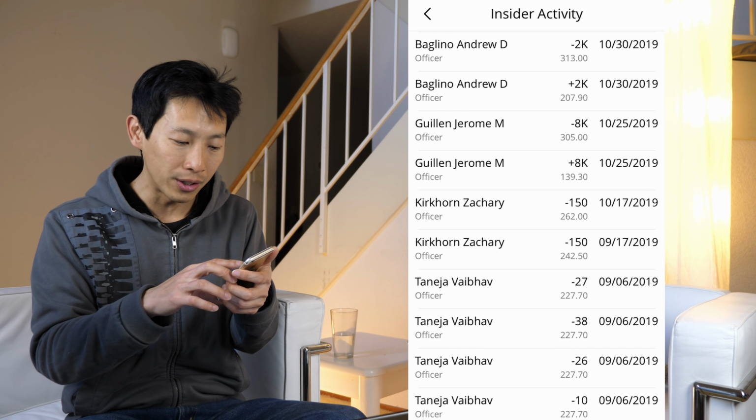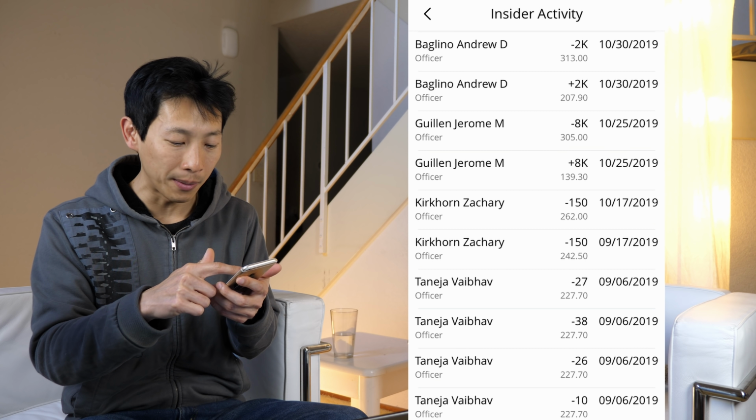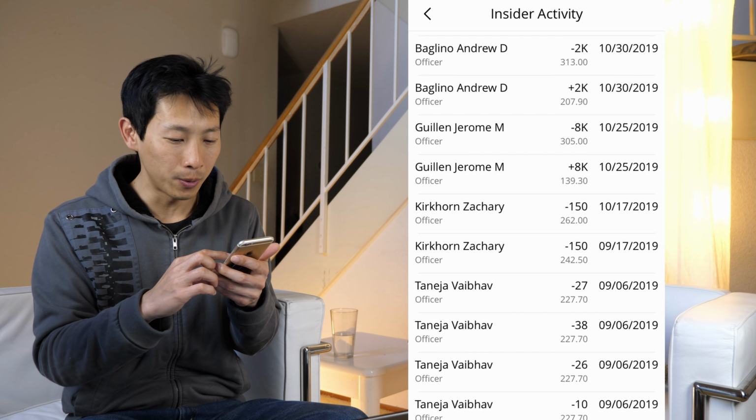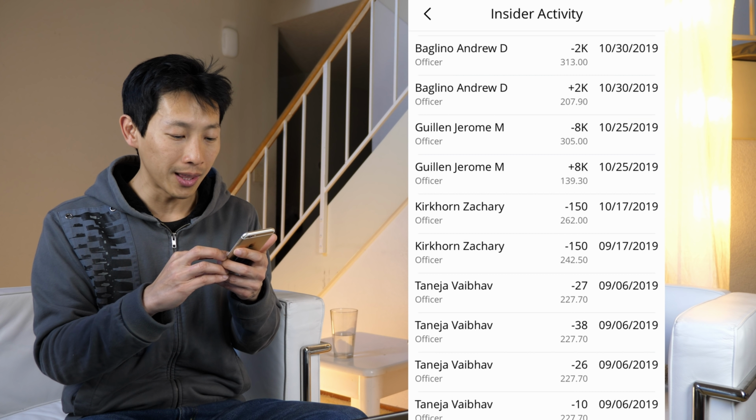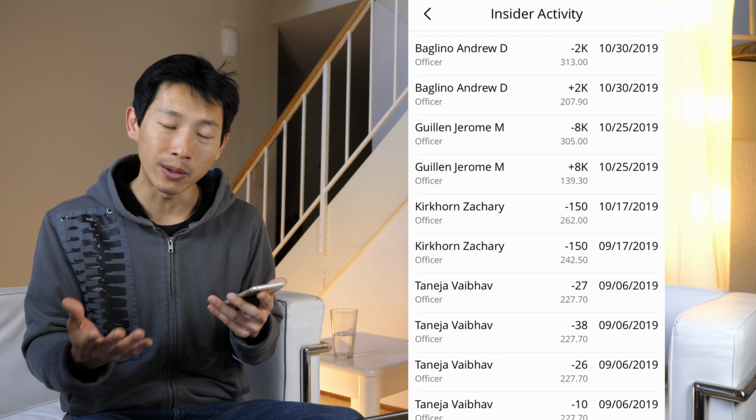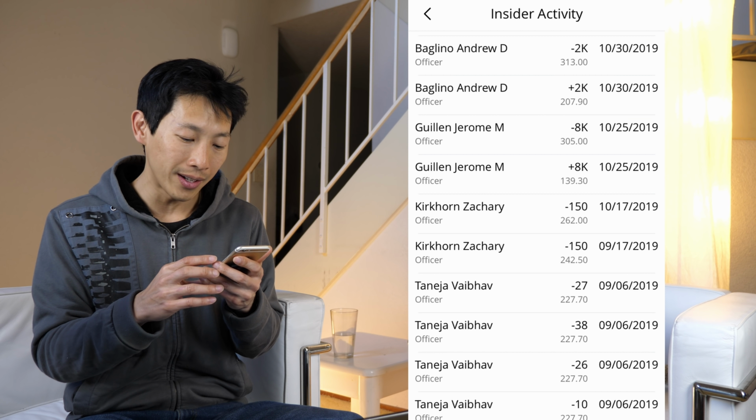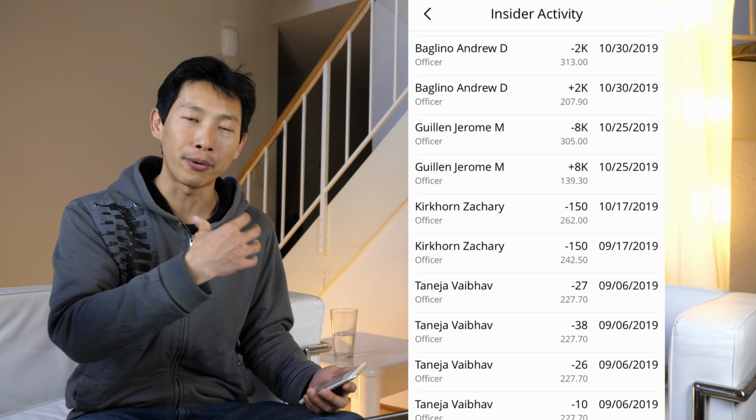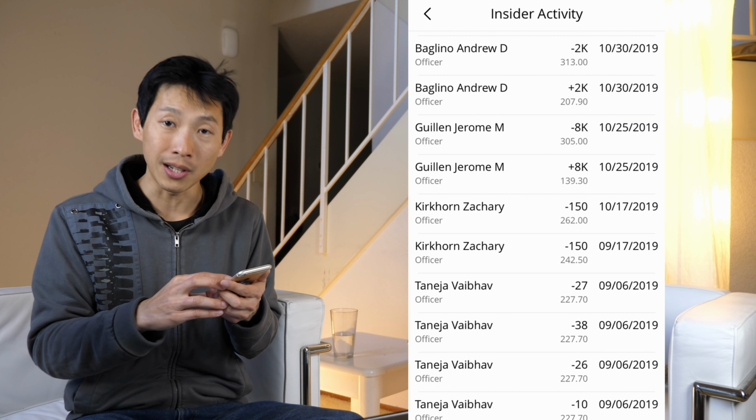If you just drill into insider activity, it's going to tell you all these high ranking people within the company. It says Baglino Andrew, I don't even know who that is, but they did all kinds of activity. On October 30th, he vested 2,000 shares of the Tesla stock and he sold it right away. And you can see on the second line, it vested at $207.90. Usually people within the company vest at a preferred price, and they have the option of selling it right away. And most of the time, that's what they do.